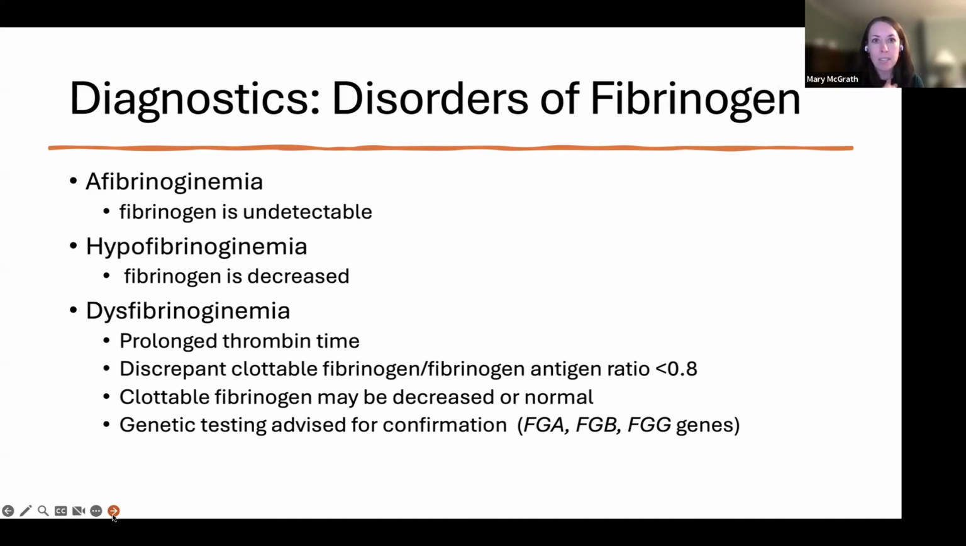The diagnosis really relies on both a prolonged thrombin time and also a discrepant clottable fibrinogen to fibrinogen antigen ratio of less than 0.8. For individuals where you might suspect dysfibrinogenemia, genetic testing is becoming more available and utilized to confirm diagnosis, and it can also be helpful for trying to predict phenotype, because individuals with dysfibrinogenemia have a pretty wide spectrum of symptoms ranging from increased clotting to increased bleeding and anywhere in between. So sometimes the genetic testing can also be helpful there.